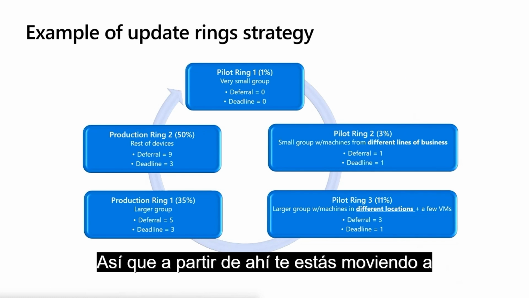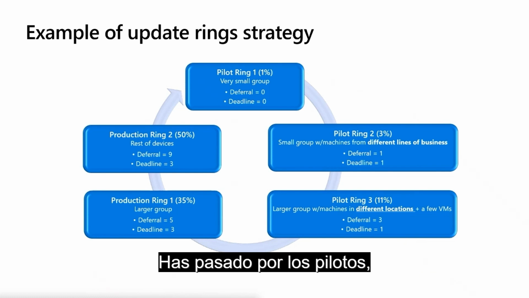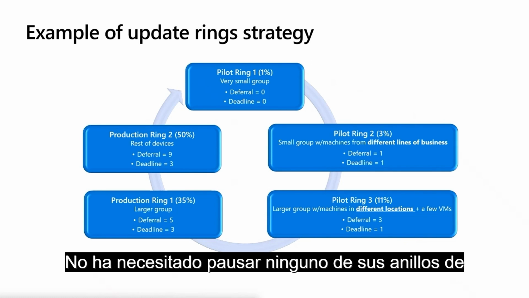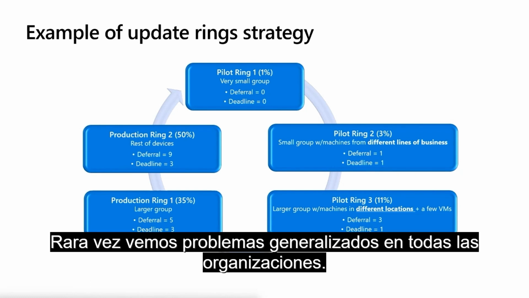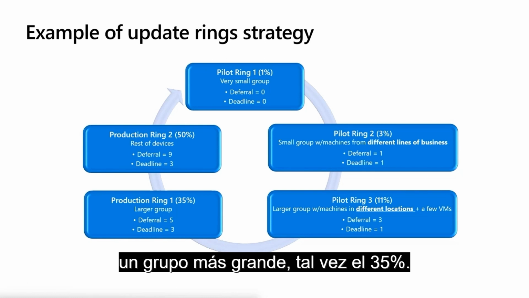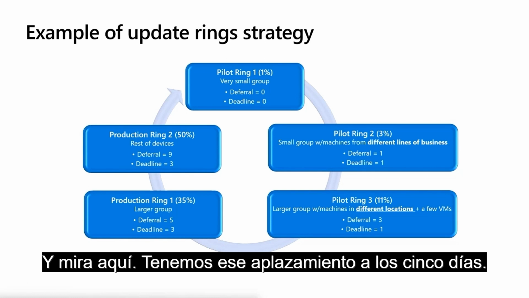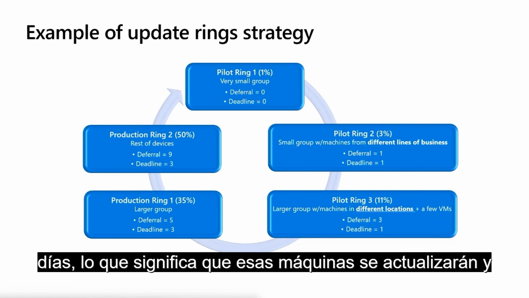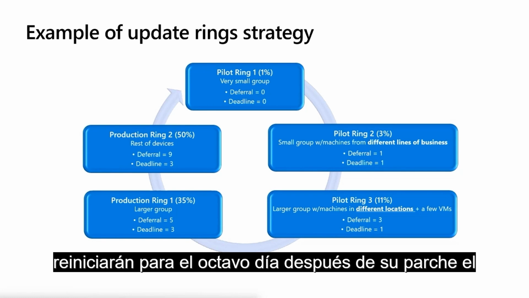So from there, you're moving into production. You've gone through the pilots. No issues have been found. You haven't needed to pause any of your update rings, which would be a typical month. We rarely see issues widespread across all organizations. So this first production ring, a larger group, maybe 35%. And look, here we've got that deferral at 5 days, the deadline at 3 days, which means that those machines will be updated and rebooted by day 8 after your Patch Tuesday.